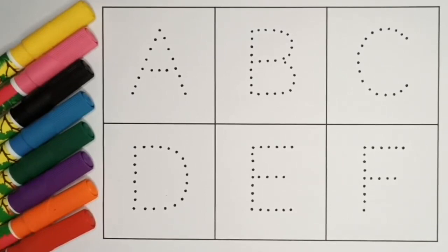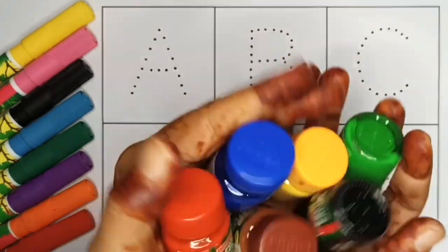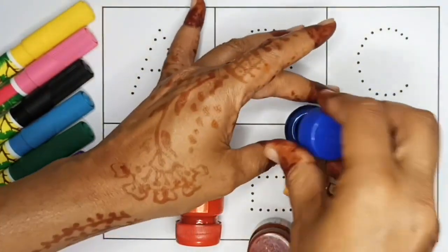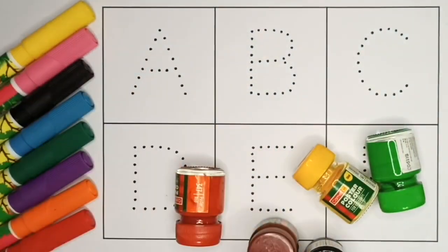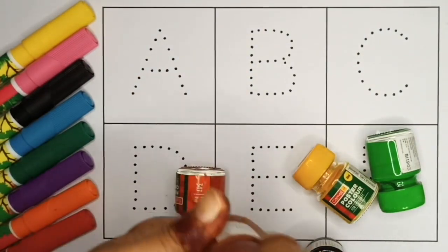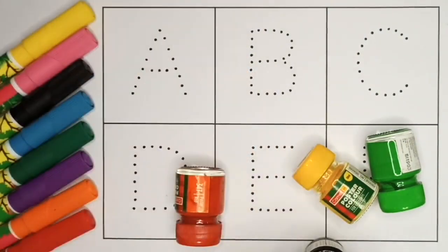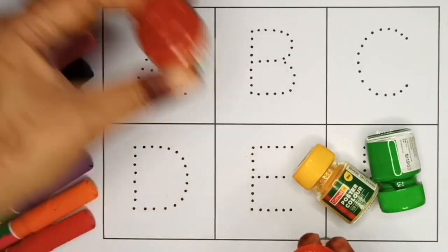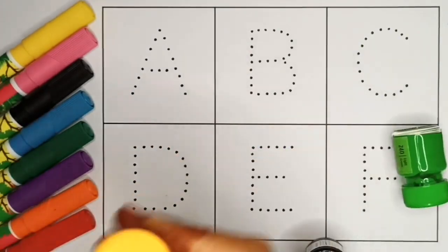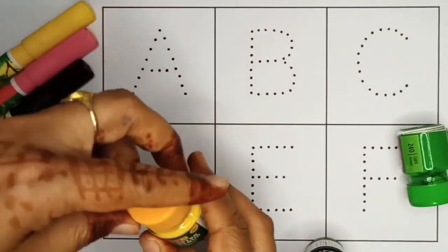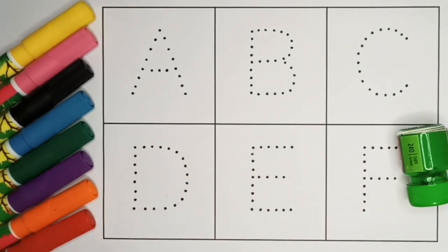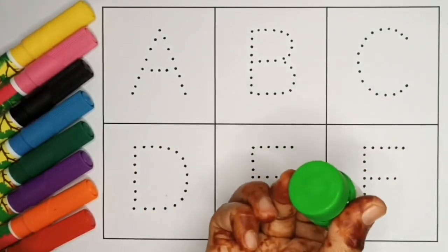A for apple. B for ball. Blue colors. Brown colors. Red colors. Yellow color. Black colors. Green colors.